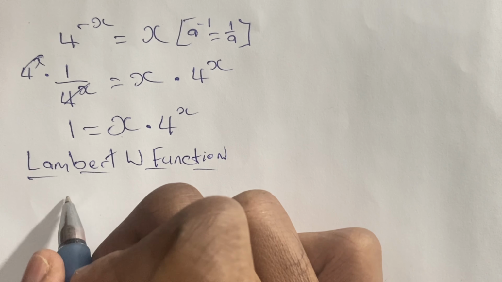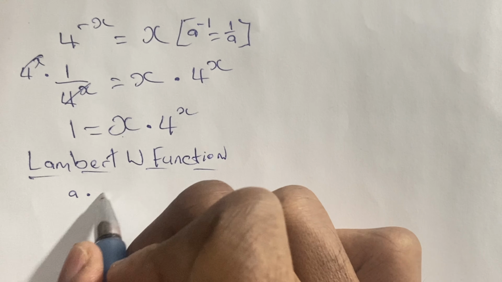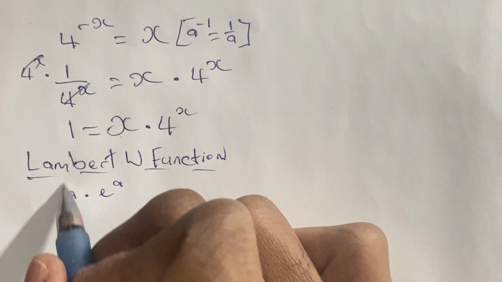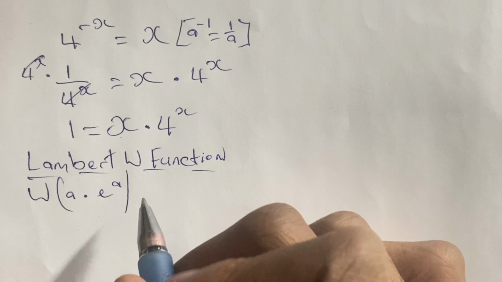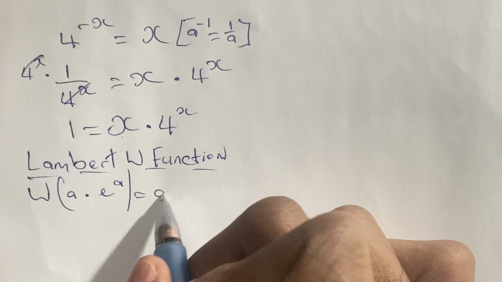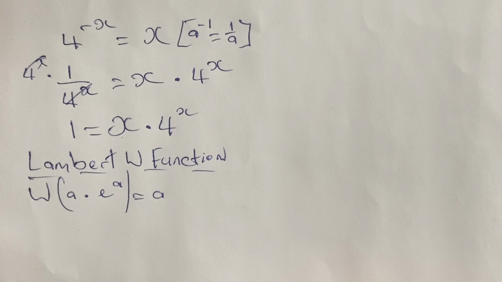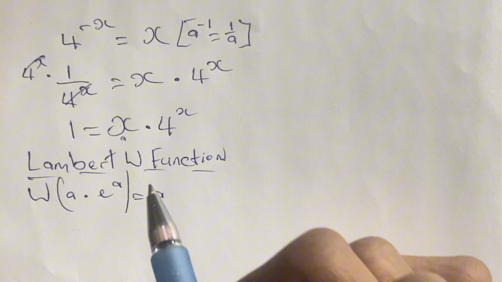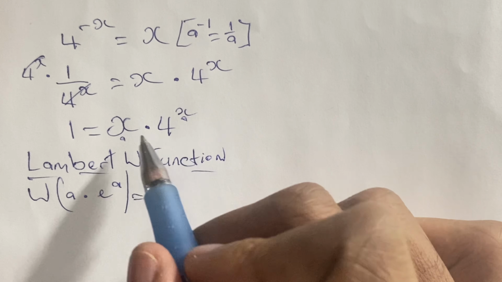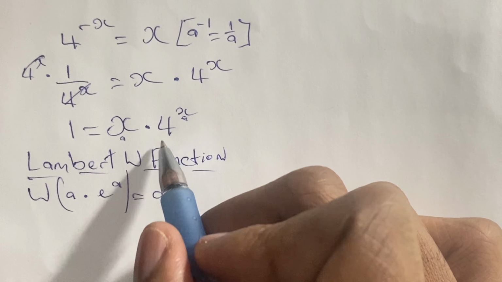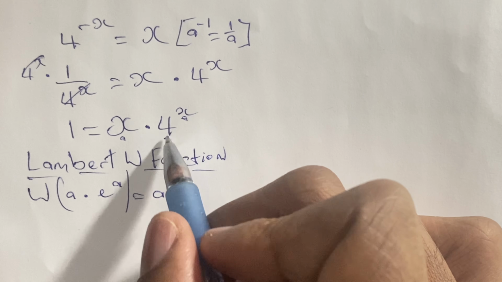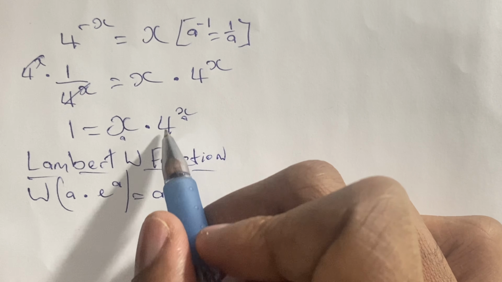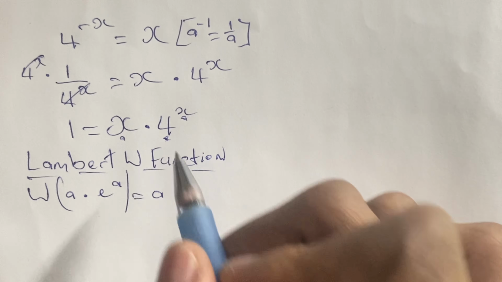Now how this function works is that if we have an expression such as a times e to the power of a, and we apply a W function to this expression, our result is a. So for this function to work, we have to have an expression such as a times e to the power of a. Here in this equation we have a in the base and a in the power. But what we don't have is an e here. What happens is that we have a 4 instead of an e. So we need to write this 4 in terms of e.